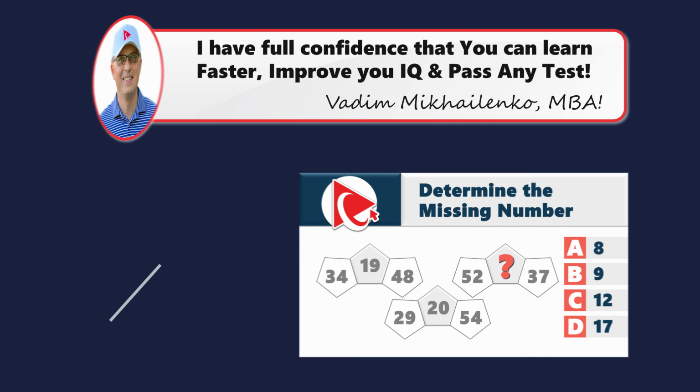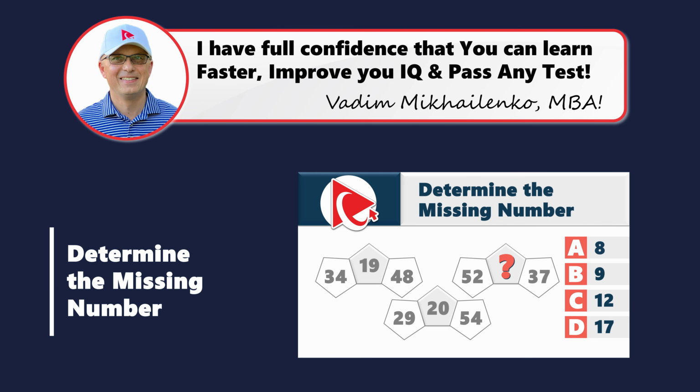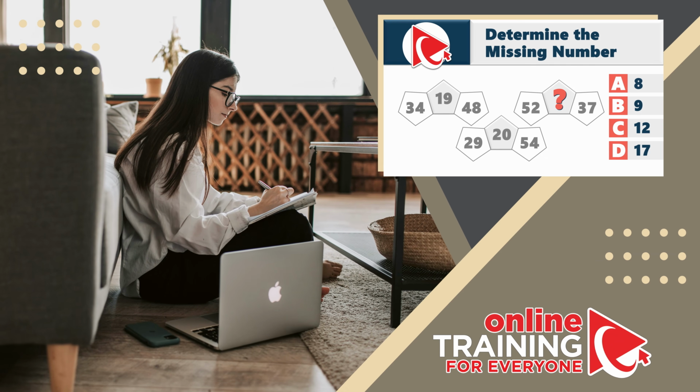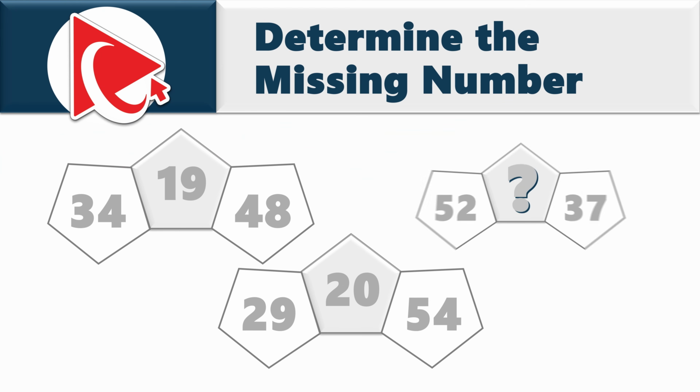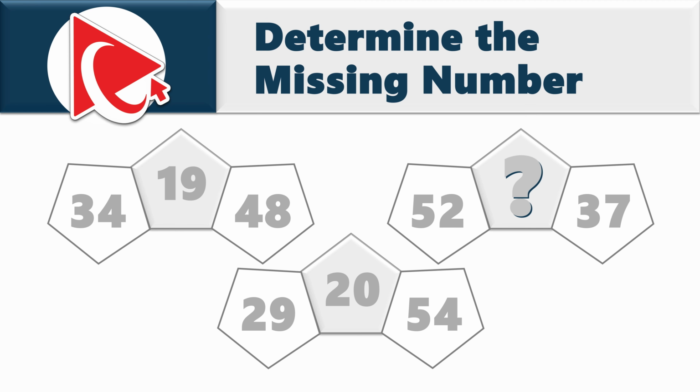If your goal is to learn how to solve cognitive challenges on your own, this question will challenge you to take yourself to the next level. You're presented with 3 groups of cool-looking shapes. Each shape has 3 pentagons, and each pentagon has a number inside.